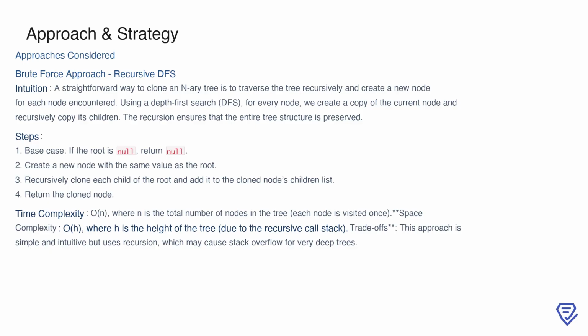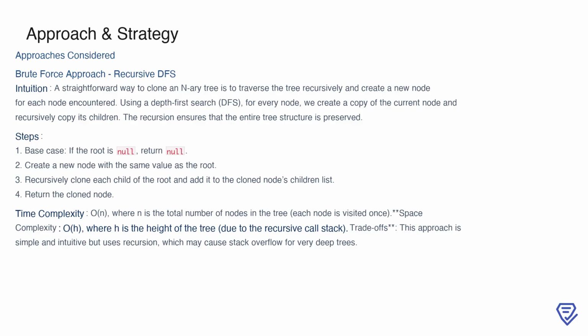The process starts with a base case. If the root is null, we simply return null. Otherwise, we create a new node that has the same value as the root. Next, we recursively clone each child of the root node and add them to the children list of our newly created node. Once we've processed all the children, we return this cloned node as the result.